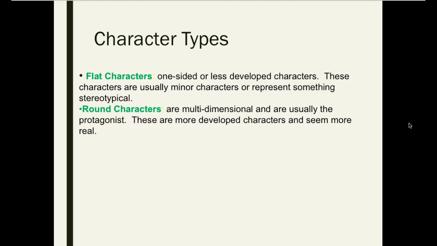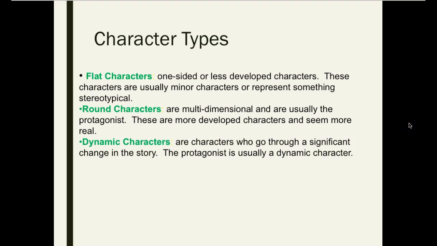Round characters are multidimensional and are usually the protagonist. These are more developed characters and seem more real. Dynamic characters are characters who go through a significant change in the story. The protagonist is usually a dynamic character.